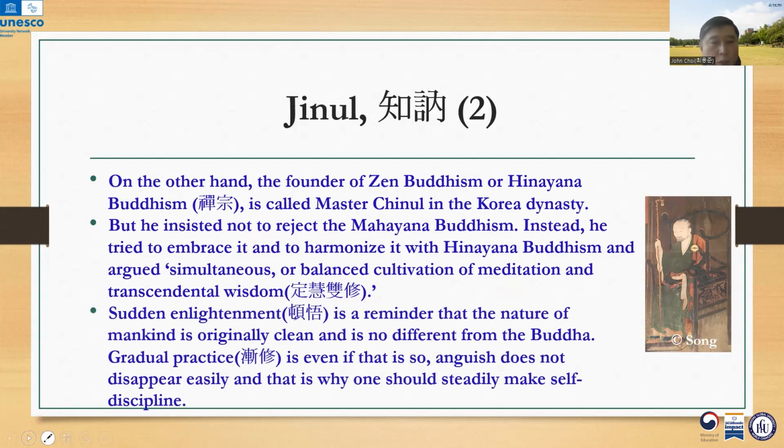Sudden enlightenment is a reminder that the nature of mankind is originally clean and is no different from the Buddha. And then gradual practice: even if that is so, anguish does not disappear easily, and that is why we should steadily make self-discipline. So together we say 돈, 오, 점수. These two words represent his central idea.